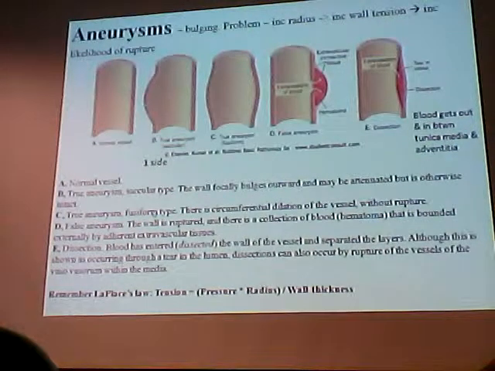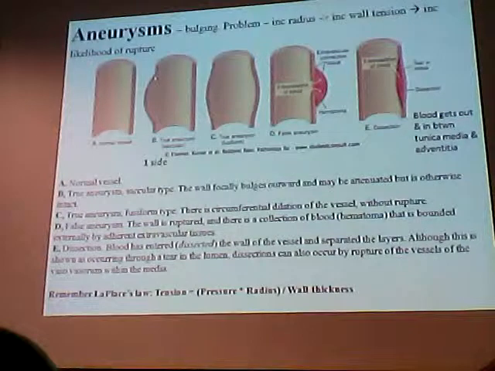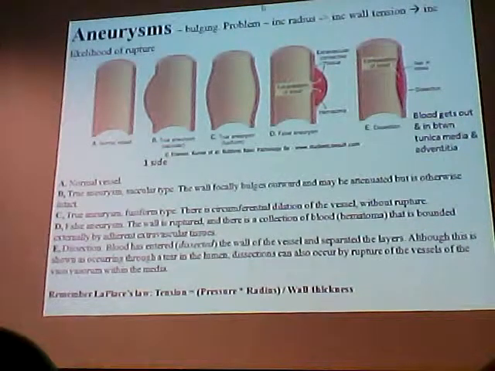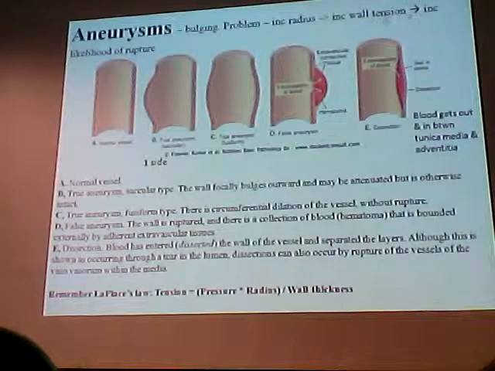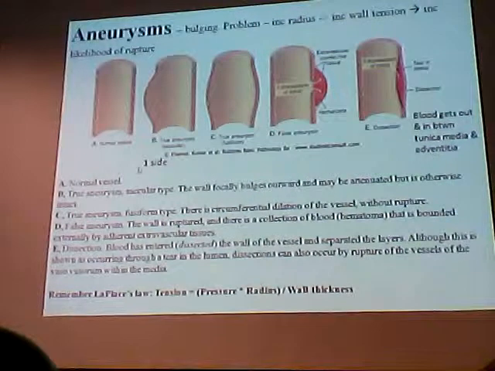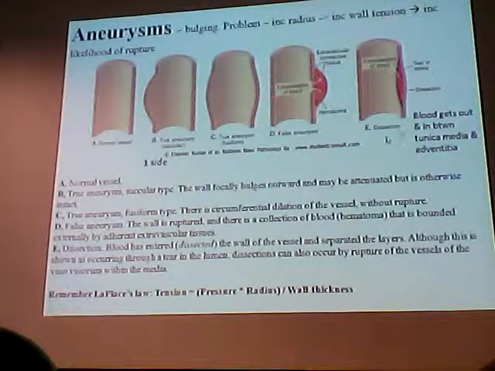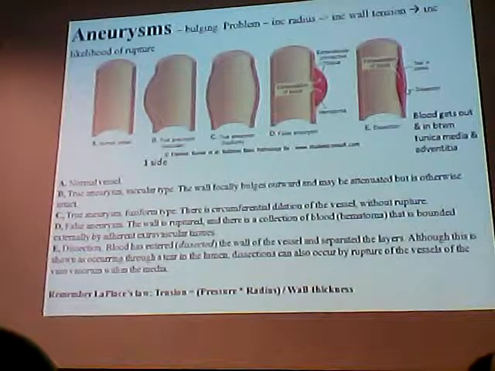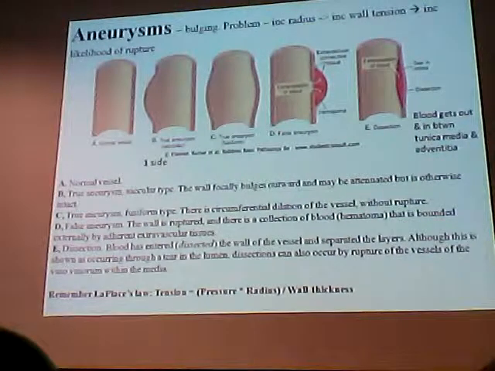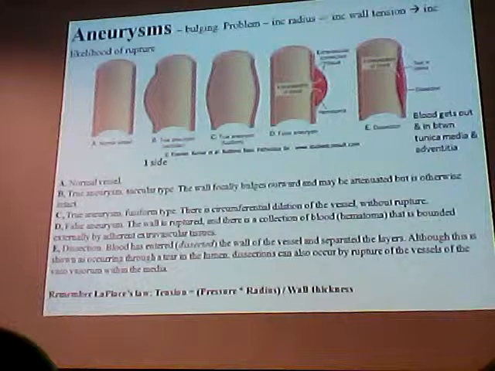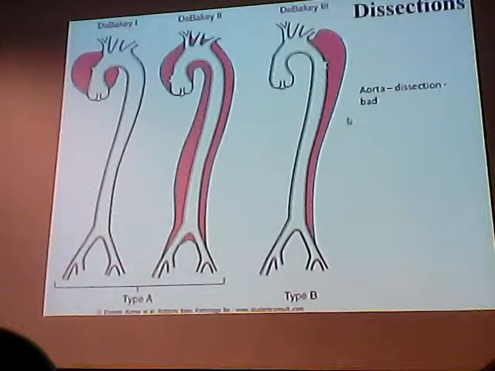So aneurysms, it's kind of like a bulging of the blood vessel. And so when you have the bulging, it increases the radius, which increases wall tension and likelihood of rupture. And also he does mention what's called a dissection, and that's when blood kind of gets in between the tunica media and the adventitia, so the two outer layers. And all he wants you to take away is that if you get a dissection in the heart, it's bad. In the aorta, it's bad.